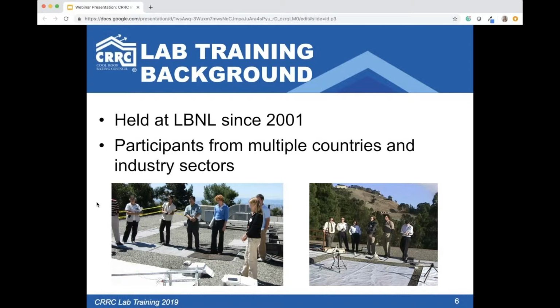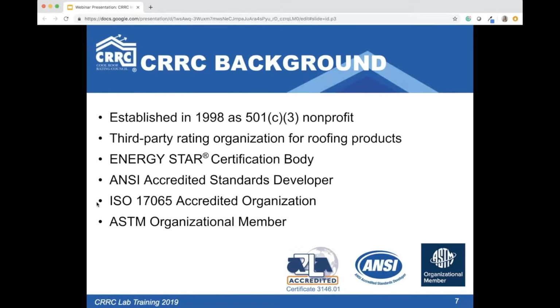A little bit of background also about lab trainings in general that the CRRC has provided. They have been held at Lawrence Berkeley National Laboratory, which I'll refer to as LBNL moving forward, since 2001. These photos are actually from some of the first lab trainings in 2001 and 2003. We have gotten participants from different countries and different industry sectors. So it's not necessarily just for people that want to become an accredited independent test lab with us. It's really just anyone who has an interest in the testing methodologies that we go over.